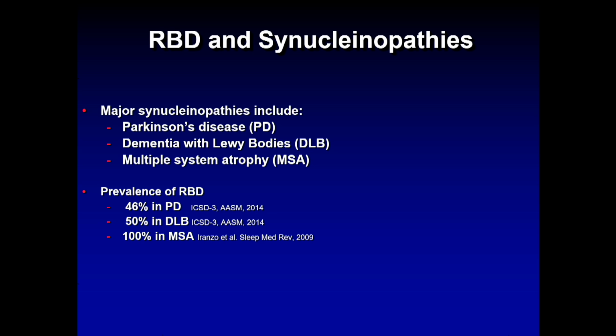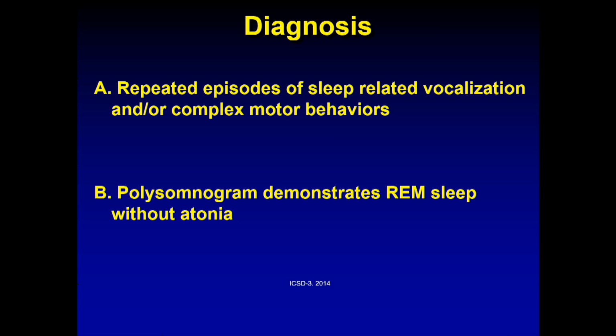And so remember, the prevalence in the general population is 1% of the population gets RBD. But if you just look in Parkinson's disease, 46% have RBD. If you look at dementia with Lewy bodies, it's 50%. And if you look at multiple system atrophy, another one of the synucleinopathies, it's 100%. So the way we diagnose this is patients have to have a history of repeated episodes of sleep-related vocalization and other complex movements during their sleep. And then they have to have a sleep study that shows that they're not paralyzed while they're dreaming.